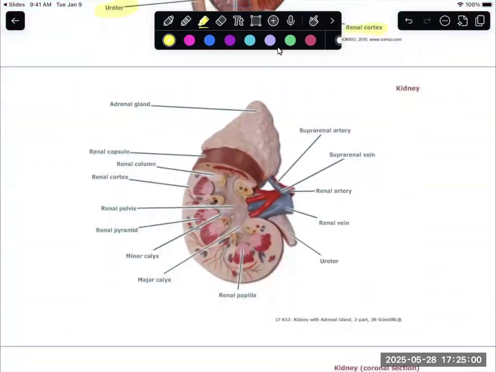So let's keep looking. We have a lot of the same things here, just a different model. We have the capsule along the outside. We can see the column, the area between the renal pyramids. At the bottom of the renal pyramid, we have the renal papilla, which is going to drain first into the minor calyx. Those minor calyces are going to drain into the major calyx. The major calyx is going to drain into the renal pelvis. The renal pelvis is going to drain down to the ureter.